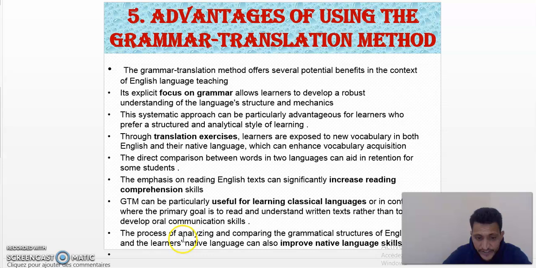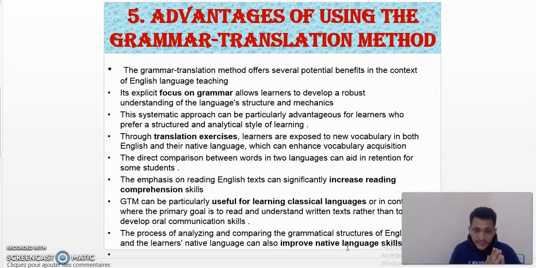The process of analyzing and comparing the grammatical structure of English and the learner's native language can also improve native language skills. Native language skills. So these are some advantages of using it.